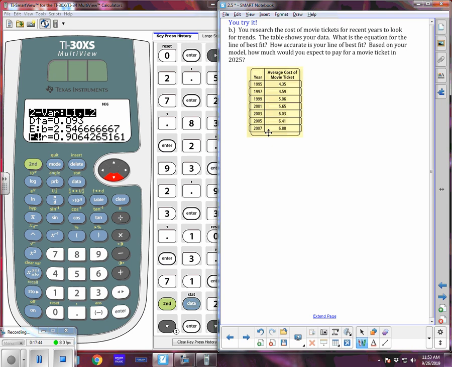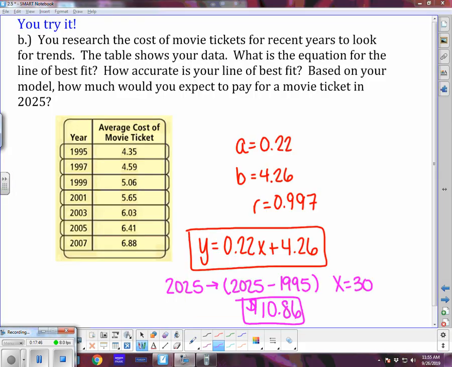Take a second, pause the video, and do the you try it. So I found that the A value is 0.22. That means 22 cents roughly a year movie tickets go up. The starting value was approximately $4.26. The correlation coefficient here, I don't know if you noticed or not, I actually rounded to 3 places.